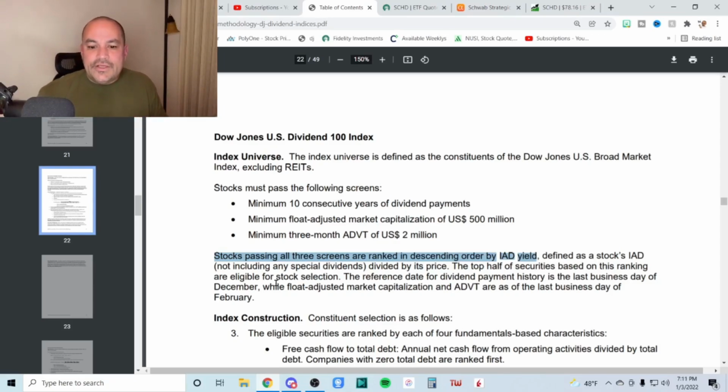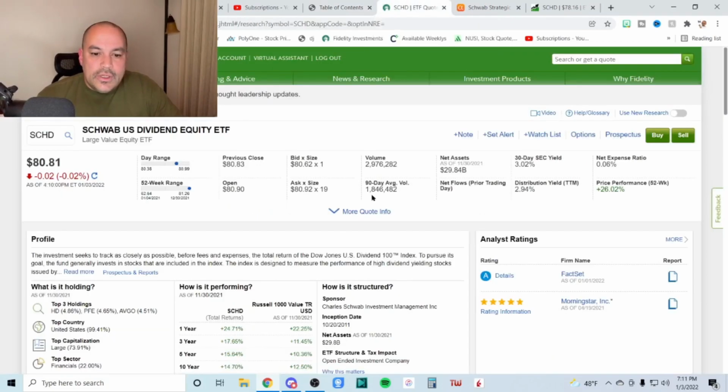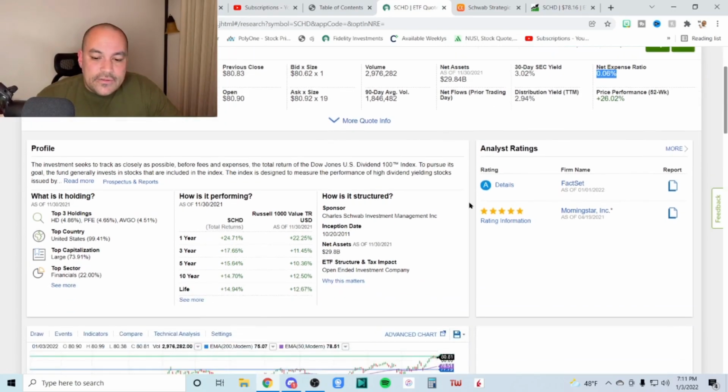So it's really a strong dividend-focused quality screen that SCHD uses. Let's take a look at what it breaks down to. We're looking at the Schwab US Dividend Equity ETF, currently as of today trading at $80.81. It has 29.84 billion net assets, but that's as of November 30th. Distribution yield of right around 3%, which isn't too bad. And cheap to own at a net expense ratio of 0.06%.